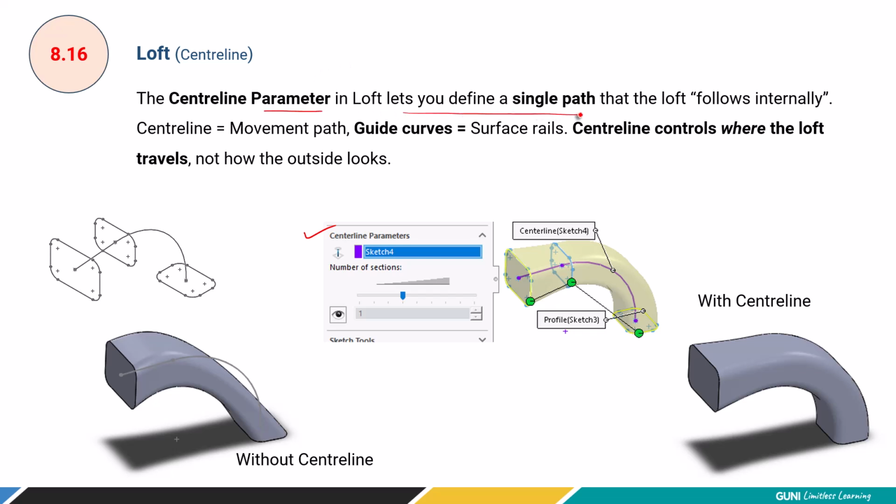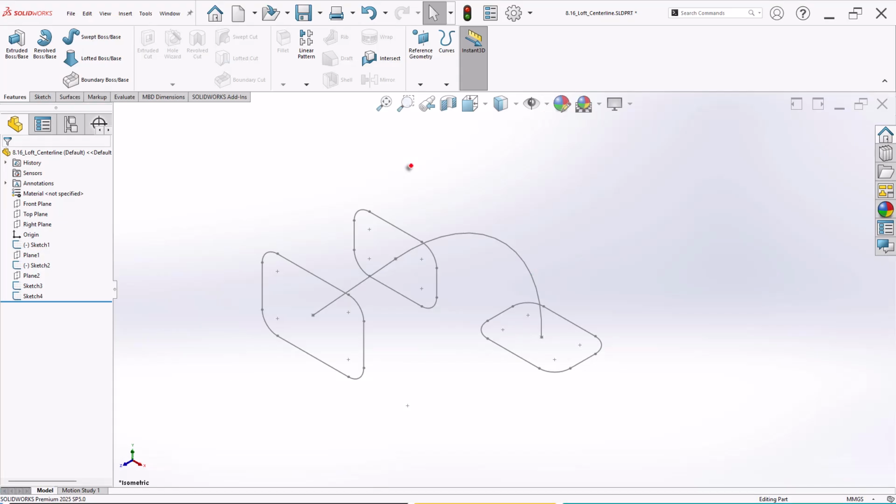The Centerline parameter in Loft lets you define a single path that the Loft follows internally. So you can say centerline is equal to movement of path, while the guide curves are equal to the surface shape. Guide curves control the outer surface, and the centerline controls the flow of material equally from the center. So centerline controls where the loft will travel, not how the outside looks. The outside look is controlled by the guide curves. Let's try to explore this option.